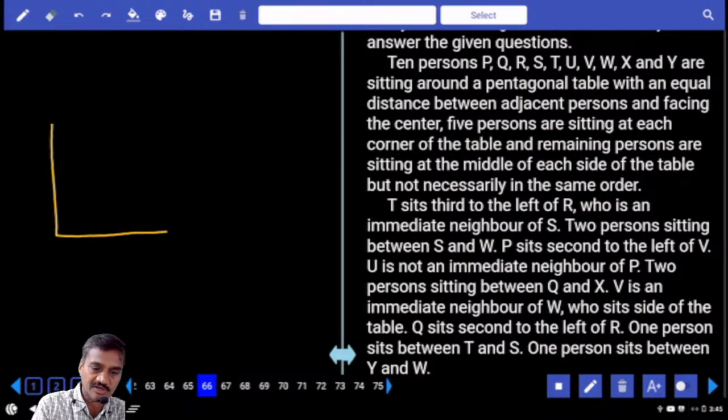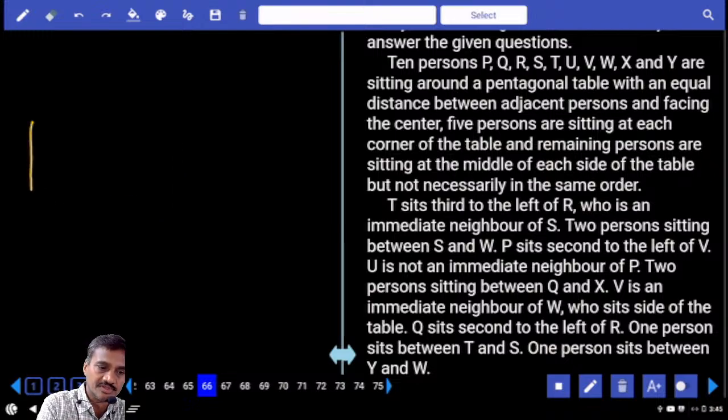Now this is the pentagonal table we have. And in this pentagonal table, how many persons are there? 10 persons. These 10 persons are seated around this pentagonal table, 5 at the corners and 5 at the centers. 1, 2, 3, 4, 5.